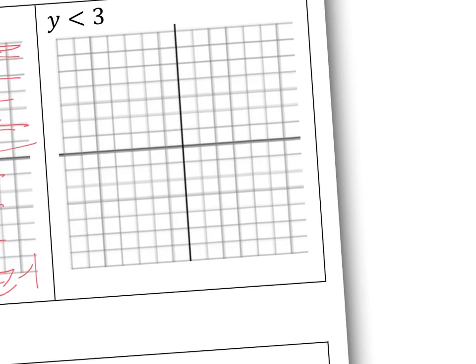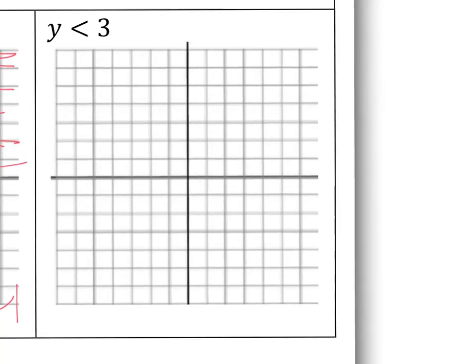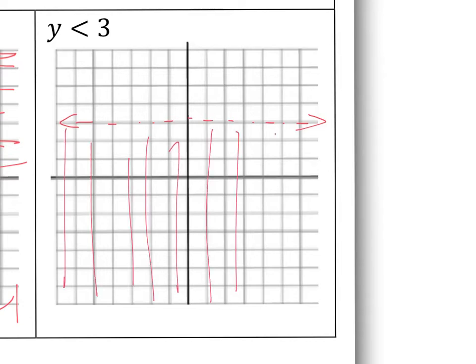And for this one, the graph would be a dotted line because it's a less than sign. And we want everything in the bottom. Because everything, all the y values need to be less than 3, so I shaded the bottom.